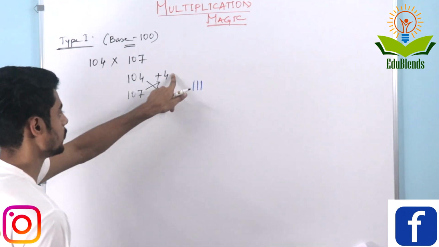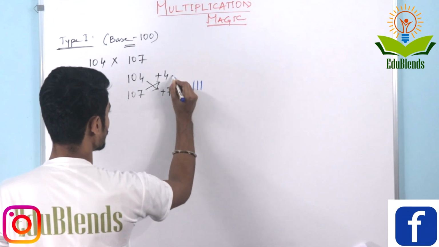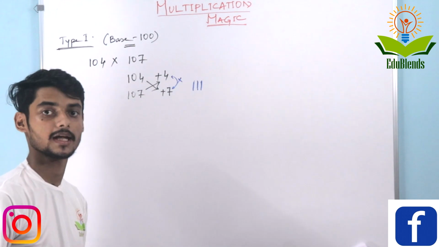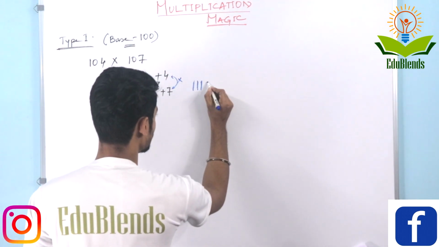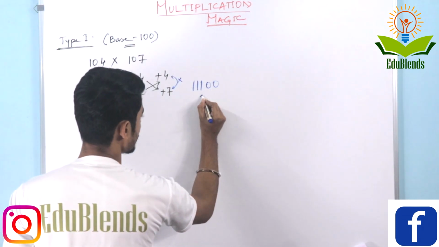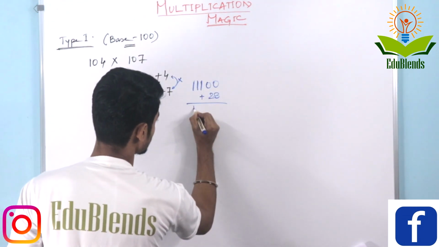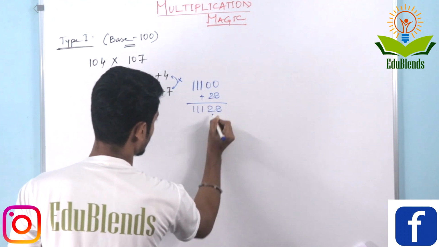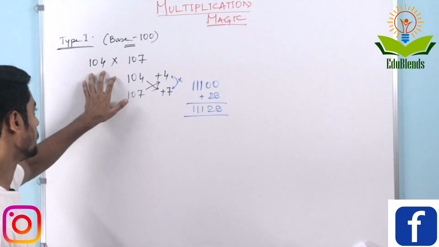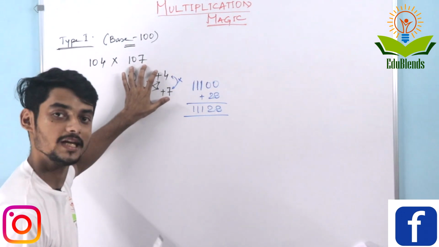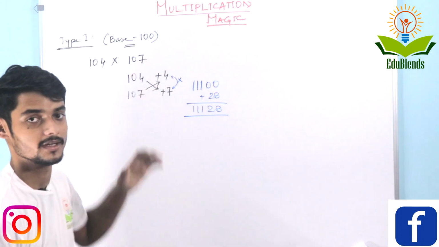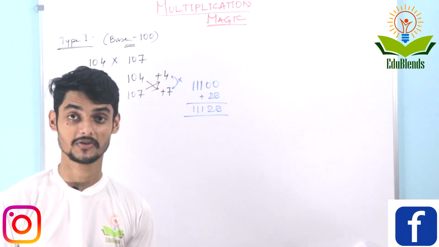and now we will have to multiply this too. If we multiply plus 4 into plus 7, then we will get 28, plus 28. So as base is 100, we will have to write 100 plus 28. So answer will be 11128. This will be the answer. Now see, both numbers are greater than 100 or near about greater than 100. As these numbers are near about 100, so we are taking 100 base.